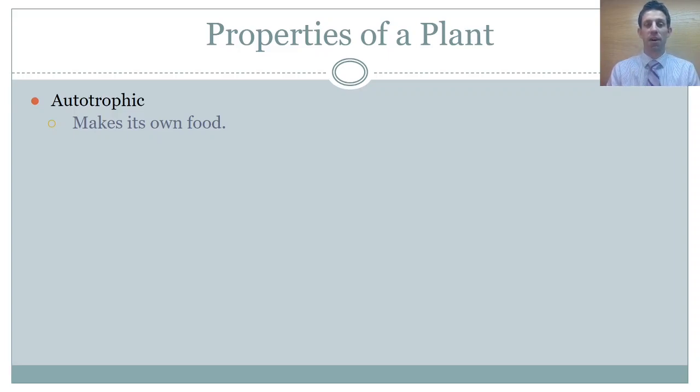All plants are autotrophic. There are some plants that do some consumption, like a Venus flytrap or a pitcher plant. They'll bring some materials in for nutrition, but that's still not the main way they get their food. They still do photosynthesis. By definition, all plants are autotrophic first.